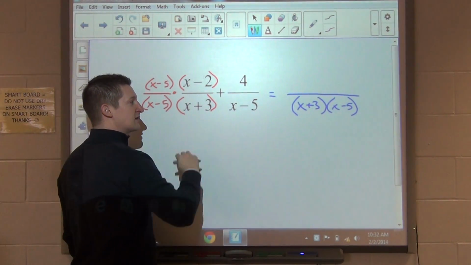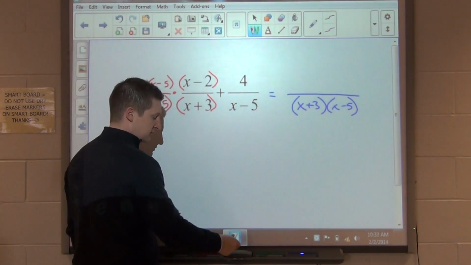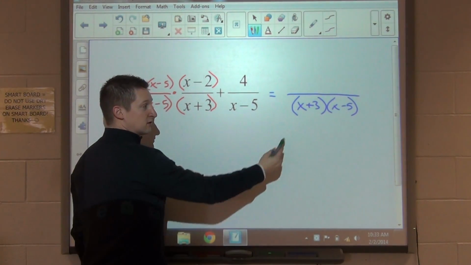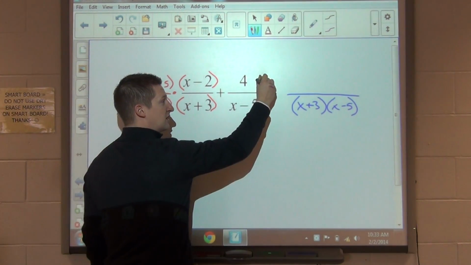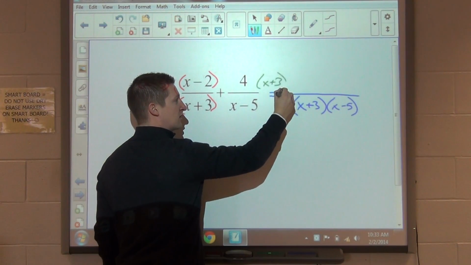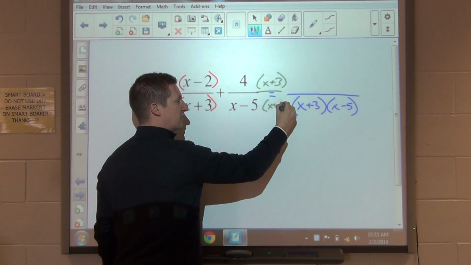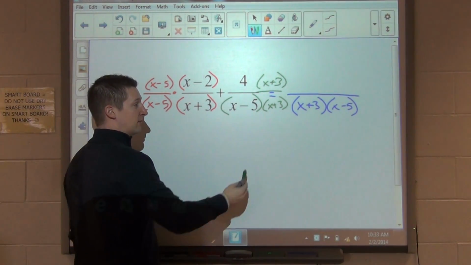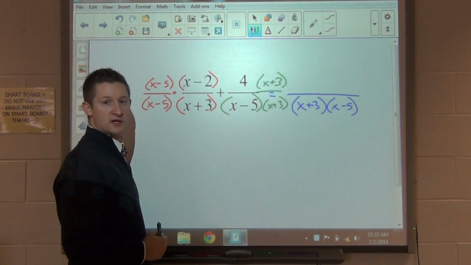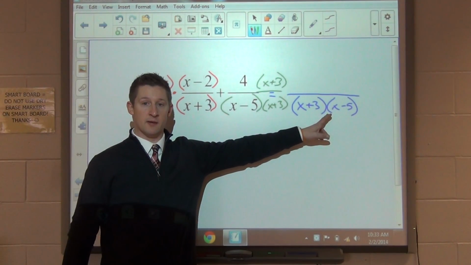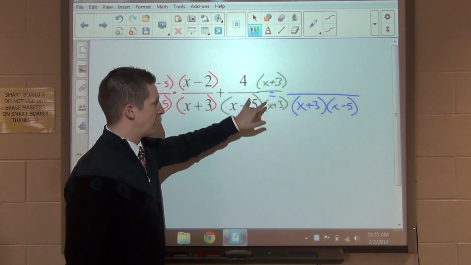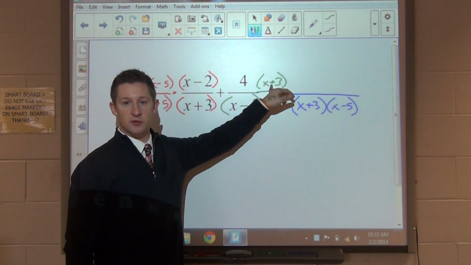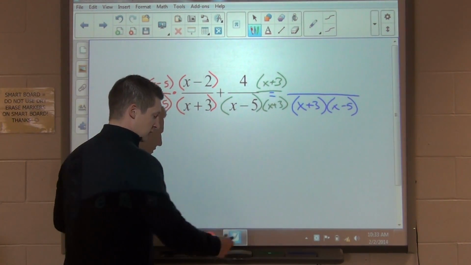The fraction on the right already had x minus 5 as a factor. It's missing the factor x plus 3. I need to then multiply the numerator and denominator by that factor x plus 3. My denominator, I have the two factors that I need, x minus 5 and x plus 3. That's my common denominator that I needed here. My numerator, I'm then going to simply distribute the 4 to each of these terms.